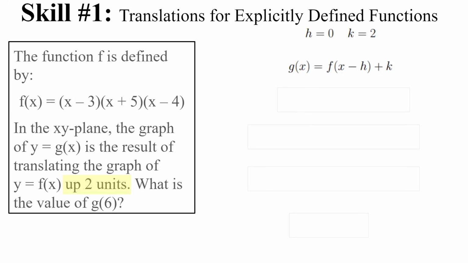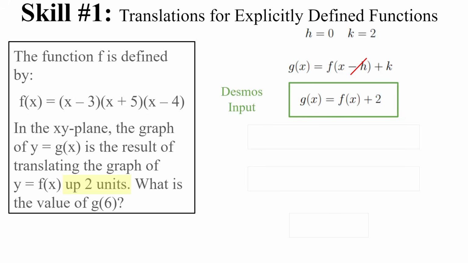We're going to take out our expression f of x minus h plus k. Once again, we don't have a horizontal shift. We got lucky for this one, so we can cross that out. And the k is 2, so we're just going to put g of x is equal to f of x plus 2. Now we're going to substitute in whatever our f of x is. So g of x is equal to, and again, if you wanted to, we'll do this in a minute, but if you wanted to do this on Desmos, that would be your input for Desmos.